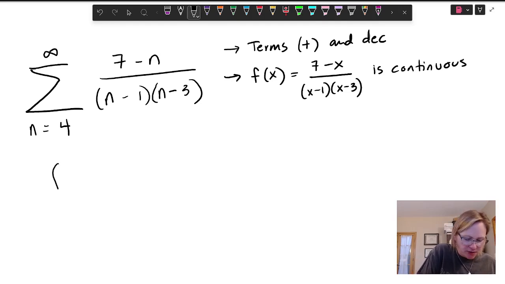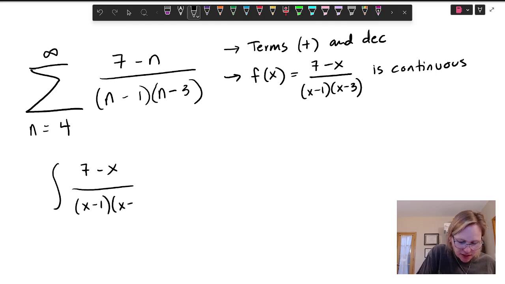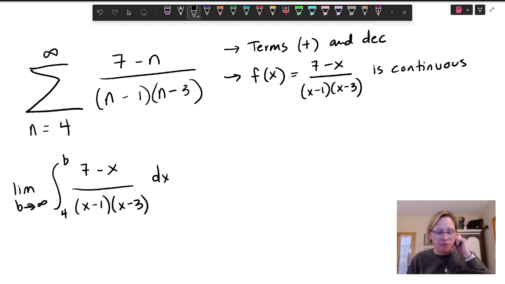So now we're going to evaluate our integral. So we've got (7 − x) over (x − 1)(x − 3) dx. And I'm just going to, right off the bat, go ahead and express this as a limit as b approaches infinity, just so I can save a little bit of space. So now I'm ready to do my partial fractions.